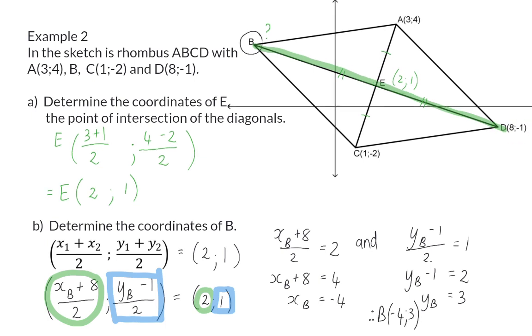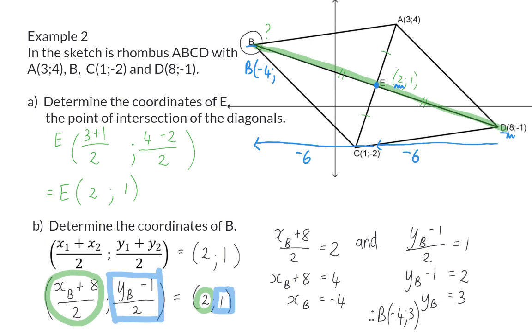For question B, you could also choose to only use inspection. We know that point E is the midpoint of B and D. So starting at 8, the x value of D, we need to subtract 6 to get to the x value of E. And E is the midpoint. Therefore, we repeat this and subtract another 6 to get to B. 2 minus 6 gives us an x value of minus 4.